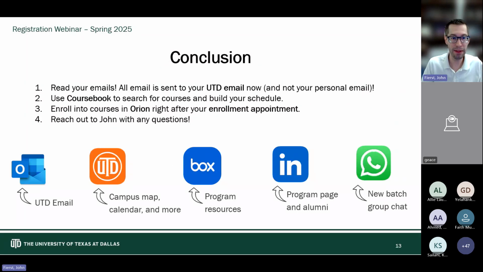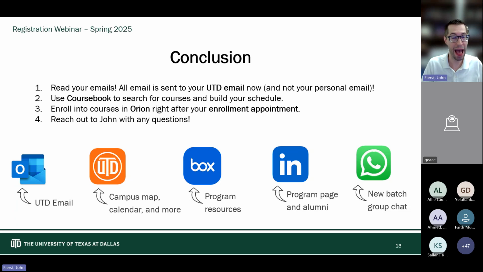Okay, last thing here. In conclusion, read your email, use Coursebook to search for your classes and build your schedule, log into Orion to see when that enrollment appointment is, when you can begin registering to your classes, and reach out to me with any questions.